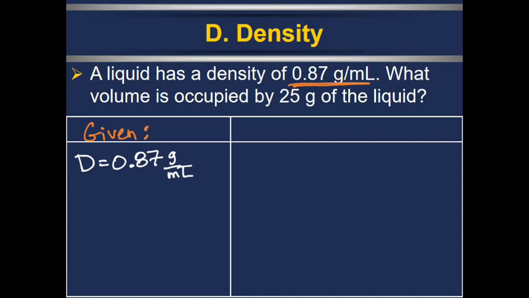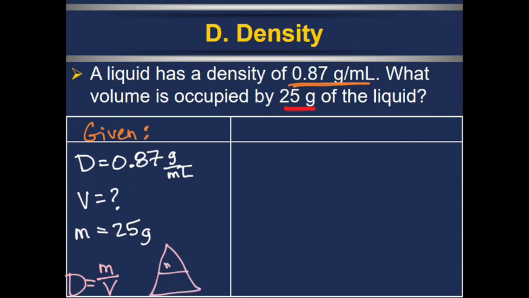What volume? Well, it's telling you right there, it wants you to find volume occupied by 25 grams of liquid. You have to recognize grams is a mass unit. So the mass is given as 25 grams. So we're going to be solving for volume. Again, we have our initial equation, density is mass over volume. We also have our density triangle, mountain over valley.